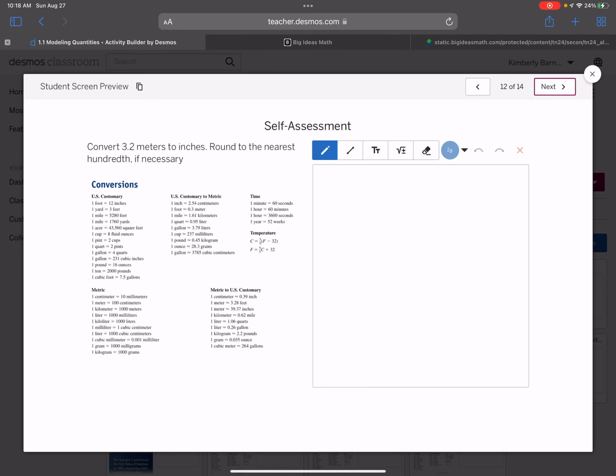So we got some self-assessment problems. Pause the video, work on these self-assessment problems, and then come back for your answer.